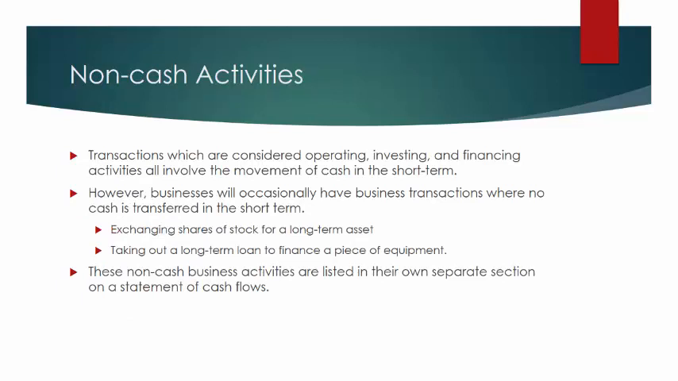There are activities that happen during a period which will never affect your cash account. Something like exchanging shares of stock for a long-term asset. If you want to acquire a production facility from another company and you don't want to have to pay them all of that cash at the time that you acquire it, maybe they would be willing to sell it to you in exchange for shares of your common stock. Well, in that particular journal entry, there's no cash changing hands. You are exchanging stock for a building.